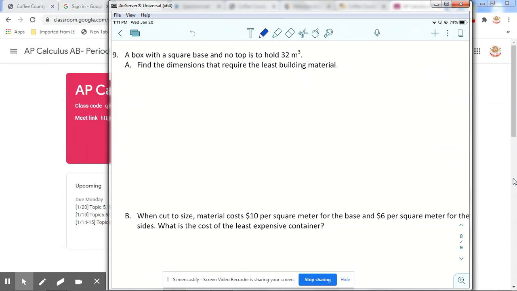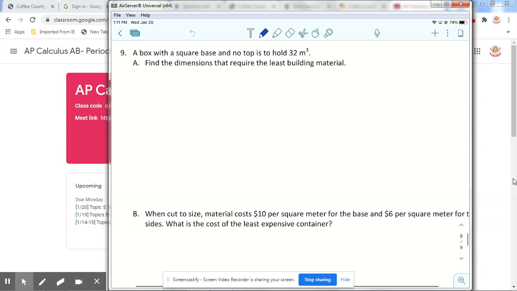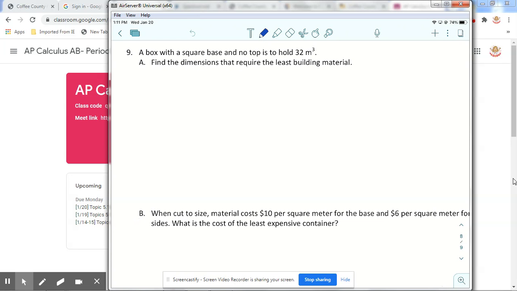All right, so this is number 9 from the optimization packet, and it's a 2-part question. The first part is a box with a square base, has no top, and is to hold 32 cubic meters. We want to find the dimensions that require the least building material. Okay, so I'm just going to draw a box, or try to.